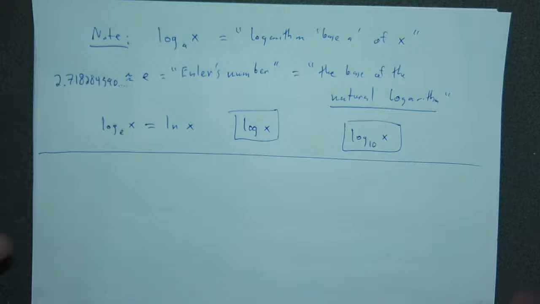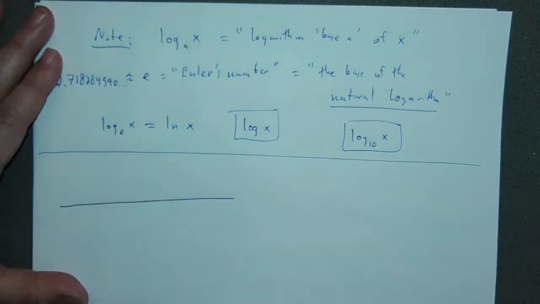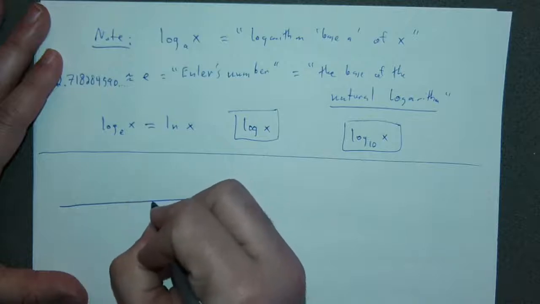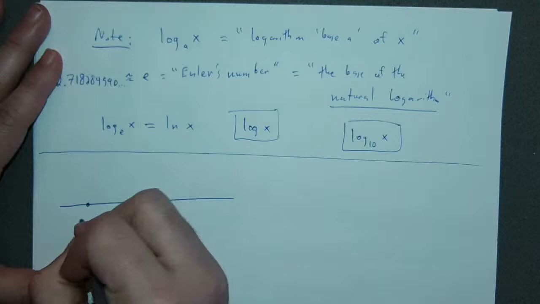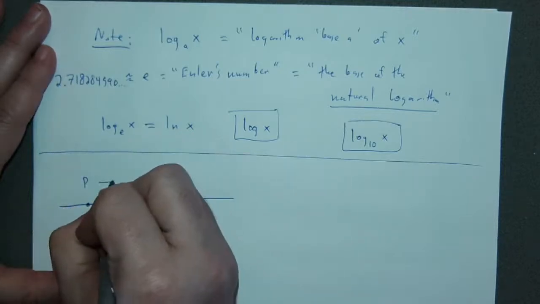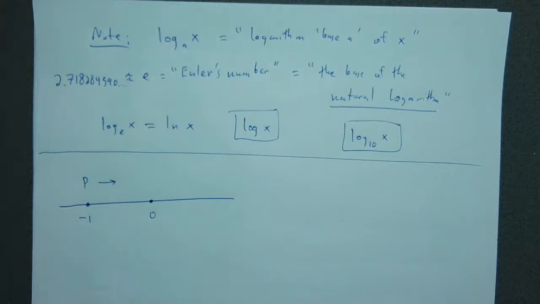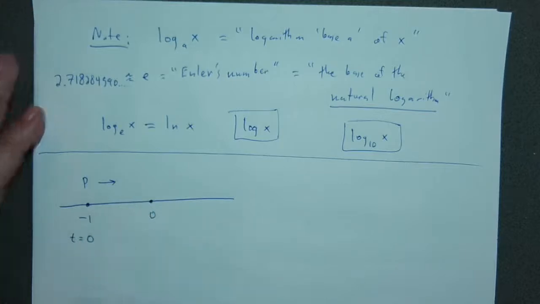Okay, so going back to this construction. The idea is, and I'm going to make a bigger picture here. Let's say here's 0, here's my origin. Here is -1. Here's my particle P. The motion is occurring in this direction. So at time t equals 0, I'm at -1, moving in this direction toward the origin.